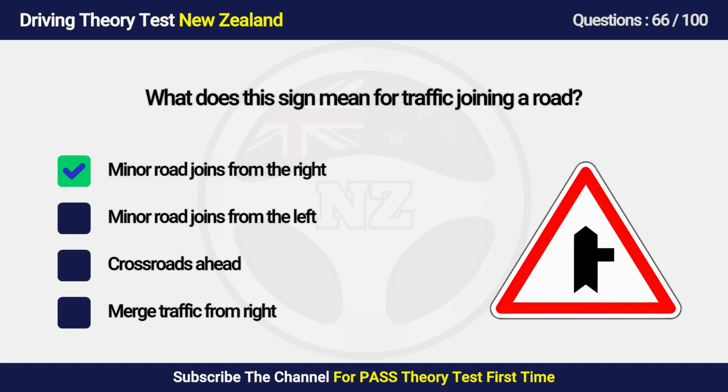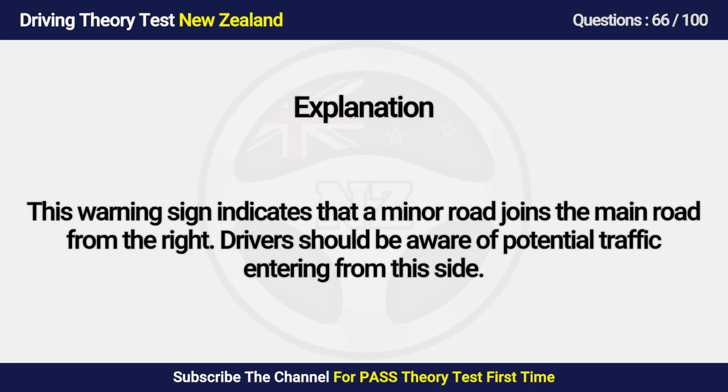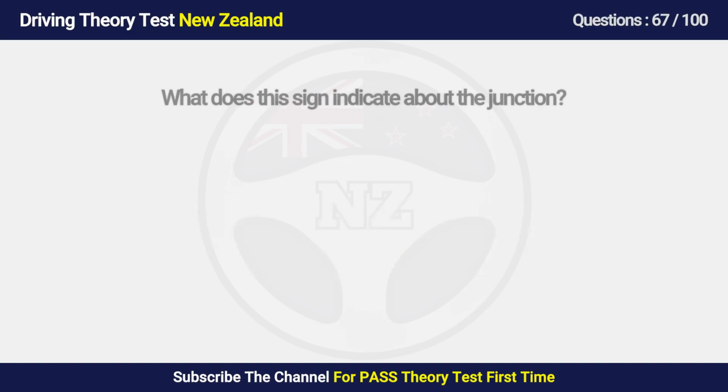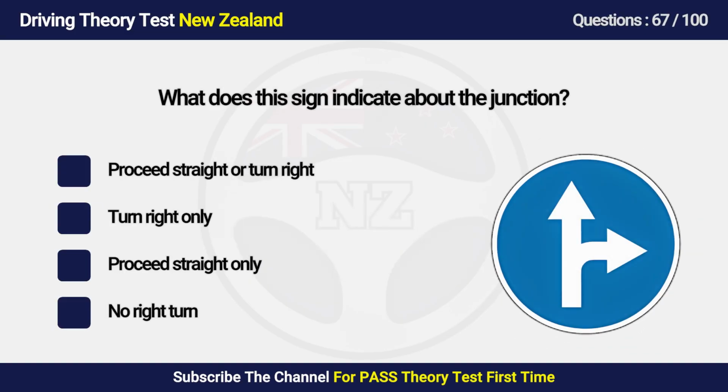Answer is A. Minor road joins from the right. This warning sign indicates that a minor road joins the main road from the right. Drivers should be aware of potential traffic entering from this side. Question 67. What does this sign indicate about the junction?